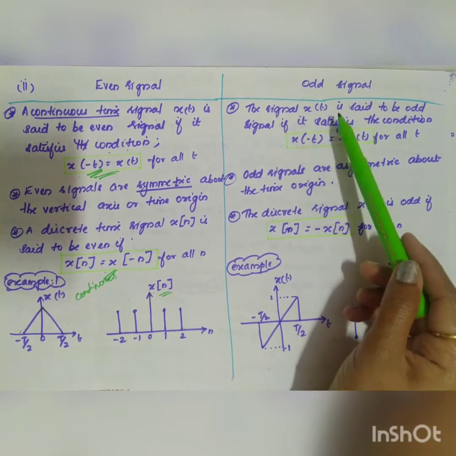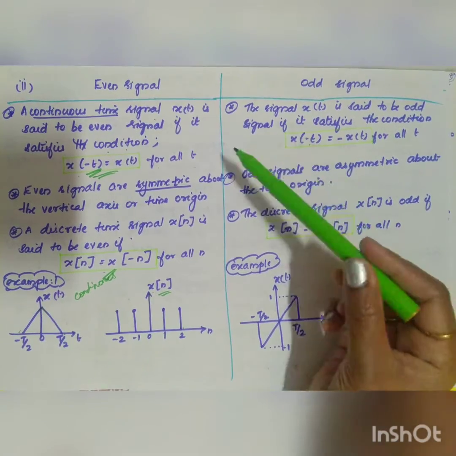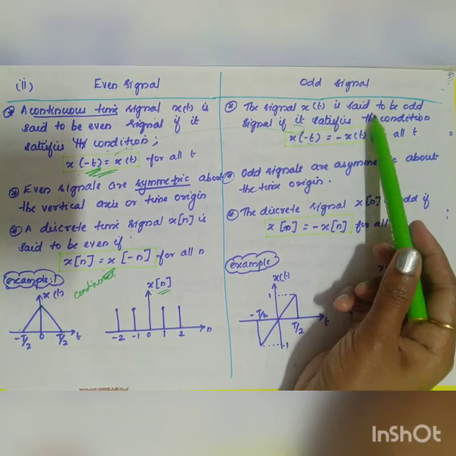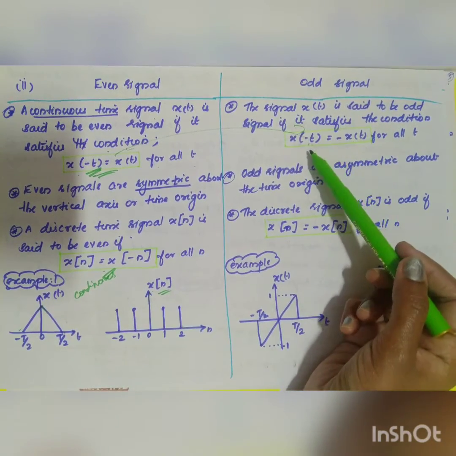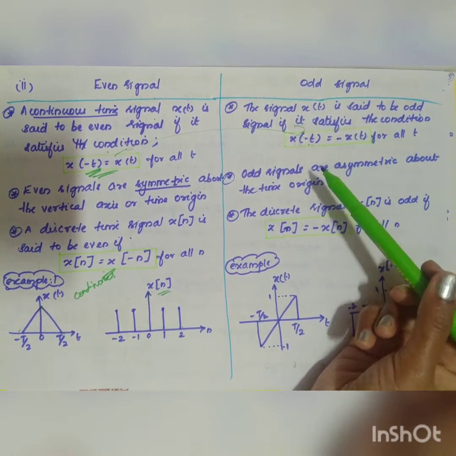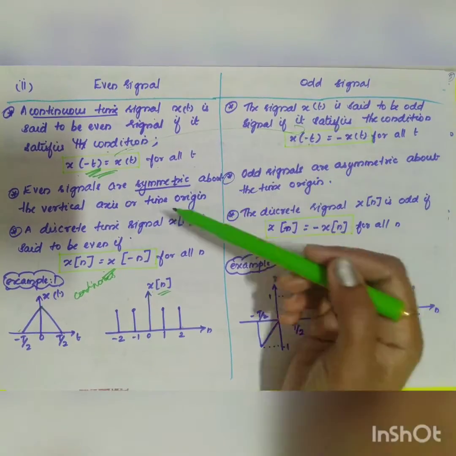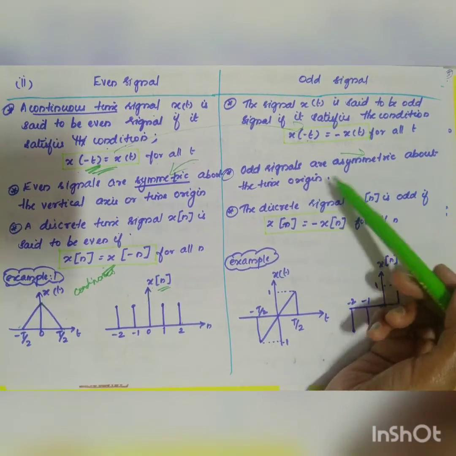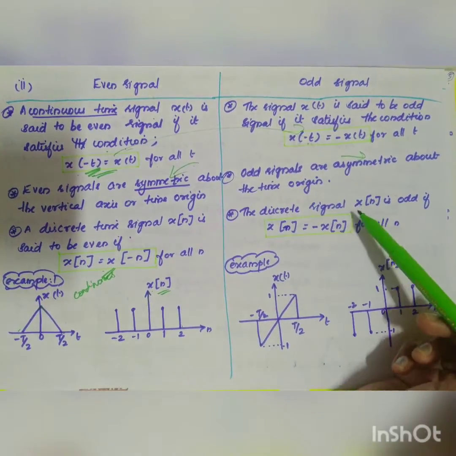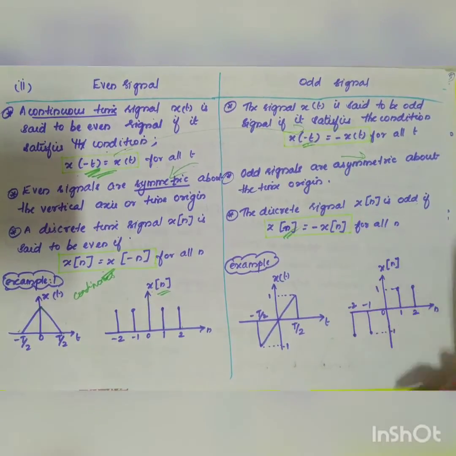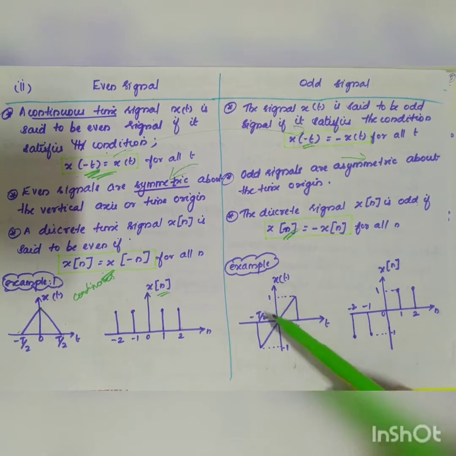Odd signal. So what will be your odd signal? x(-t) = -x(t). That is the difference. The signal x(t) is said to be an odd signal if it satisfies the condition x(-t) = -x(t) for all t. Is it symmetric? No, it is asymmetric. So odd signals are asymmetric about the time origin. The discrete signal x(n) is odd if, instead of t, you replace it by n. That is the difference.